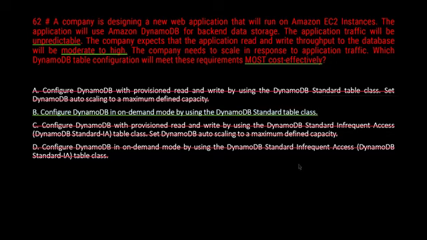Okay, so let's reiterate it, right? With on-demand mode, DynamoDB automatically scales its capacity to handle the application's traffic, and DynamoDB standard table class will provide a balance between cost and performance. And by using on-demand mode, the company only pays for the actual read and write requests made to the table rather than provisioning and paying for a fixed amount of capacity units in advance. Okay, so that I think covers whatever the question asked.